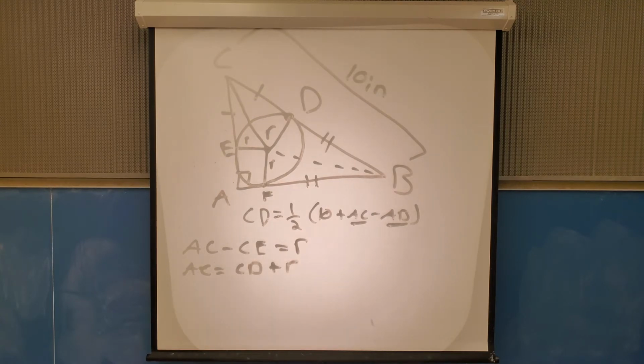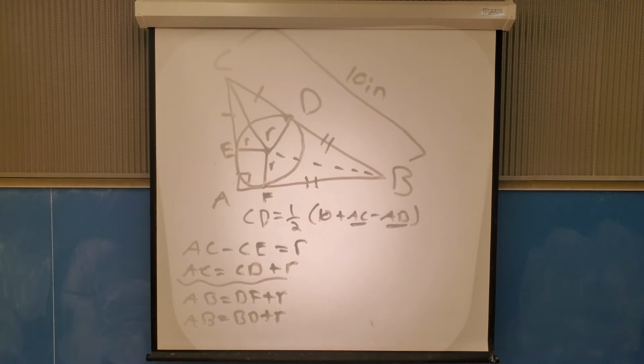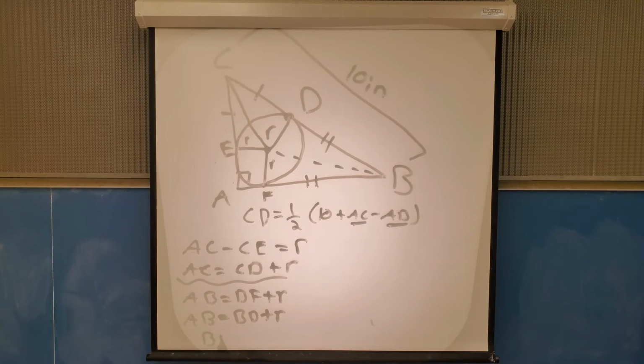Now to deal with AB, we can create the equation AB equals BF plus R. However, for this equation, we can substitute in BD for BF because we proved that BD is equal to BF. So AB equal to BD plus R. Although this is correct, we want CD and R to be equal to AB. So BD will be equal to 10 minus CD.